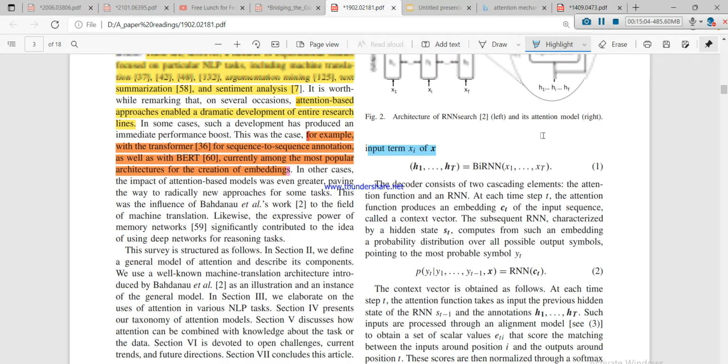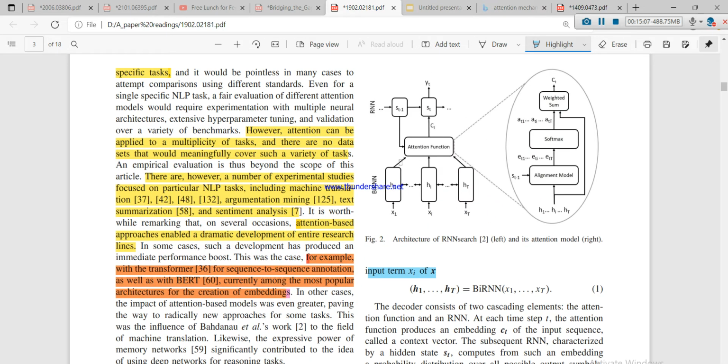And then the decoder consists of two cascading elements, the attention function and an RNN. In the previous lecture you have also seen that they have used the concept of the attention function. This is the decoder part, and it consists of the attention function and an RNN. At each time step t, the attention function produces an embedding ct of the input sequence.